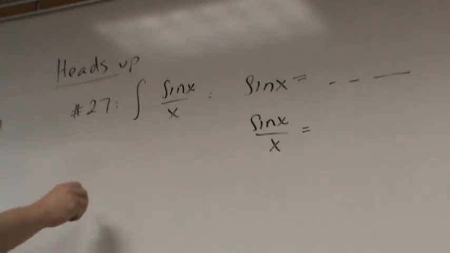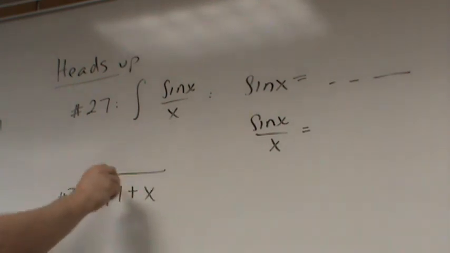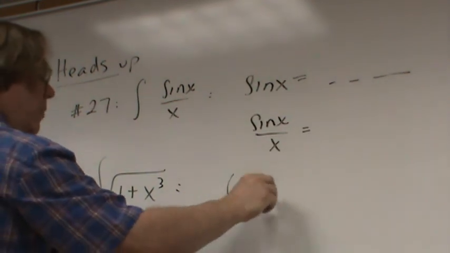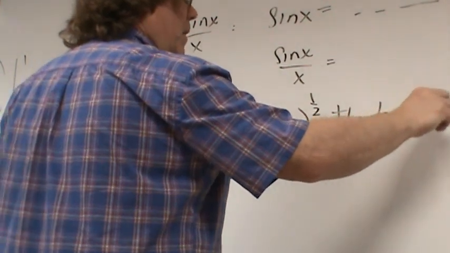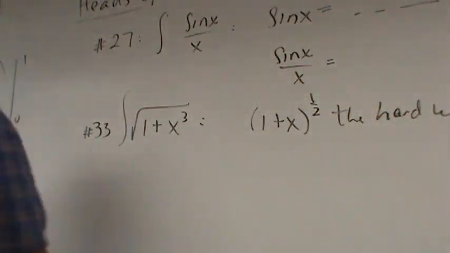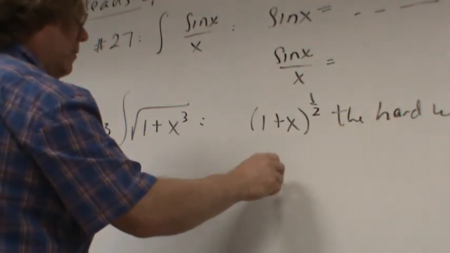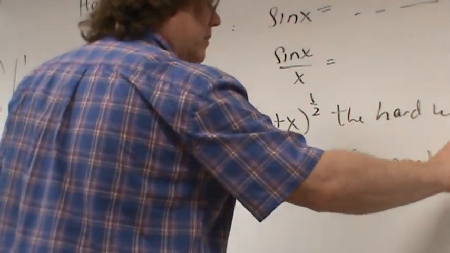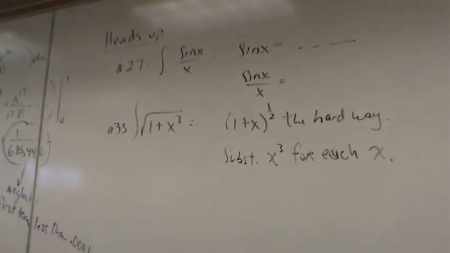Number 33 is a little less obvious. You have the integral of 1 over x to the third. What you're going to have to do is get 1 plus x to the 1/2 power the hard way. That is, you're going to have to do f of x, f prime of x, f double prime of x. And once you do that, then you're going to substitute x to the third for each x. So you're going to have to do that the hard way, and then substitute x to the third for each x. And that's how you get the square root of 1 plus x to the third.